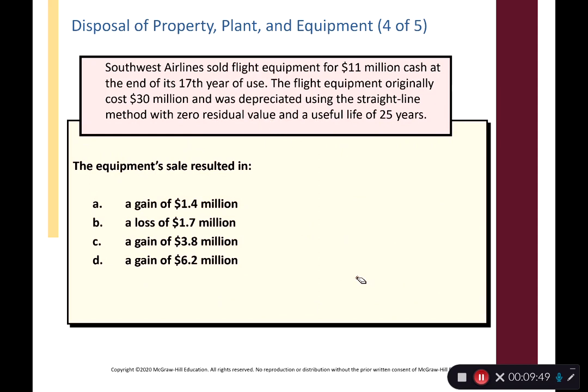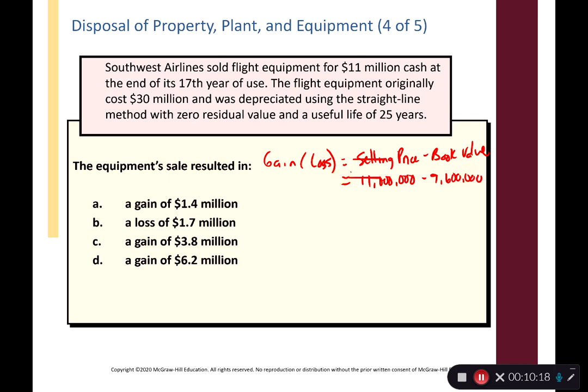So then it wants to know if we have a gain or a loss. So to figure that out, I could do one of two things. I could do my gain or loss formula or my journal entry. Let's start with the gain or loss formula. So the gain or loss formula equals the selling price minus the book value. The selling price is the 11 million. The book value is that 9.6 million. So we're going to end up with a gain of 1.4 million if I did my math right.